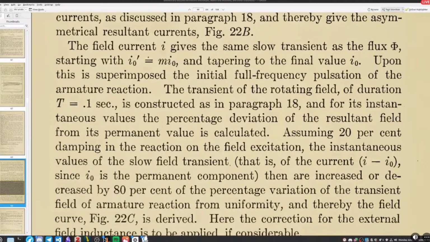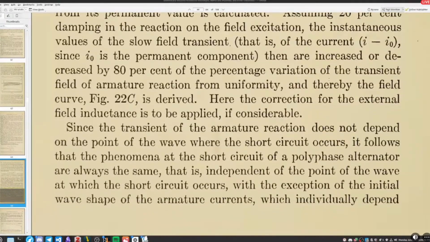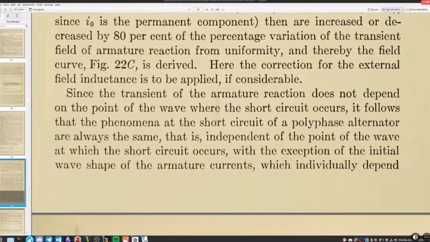Assuming 20% damping in the field or in the reaction on the field excitation, the instantaneous values of the slow field transient, that is, the current I minus I0, since I0 is the permanent component, then are increased or decreased by 80% of the percentage variation of the transient field of armature reaction from uniformity, and thereby the field curve, figure 22c, is derived. Here, the correction of the external field inductance is to be applied if considerable.